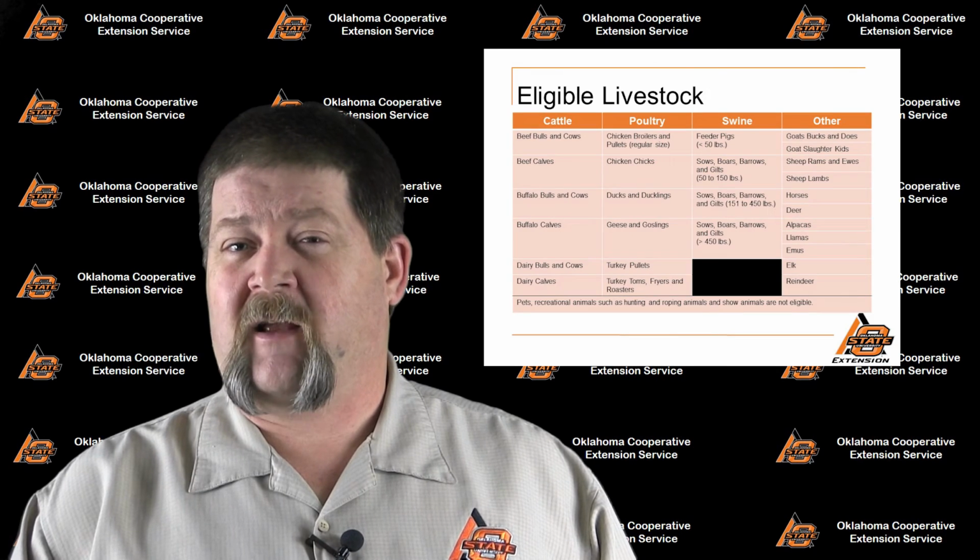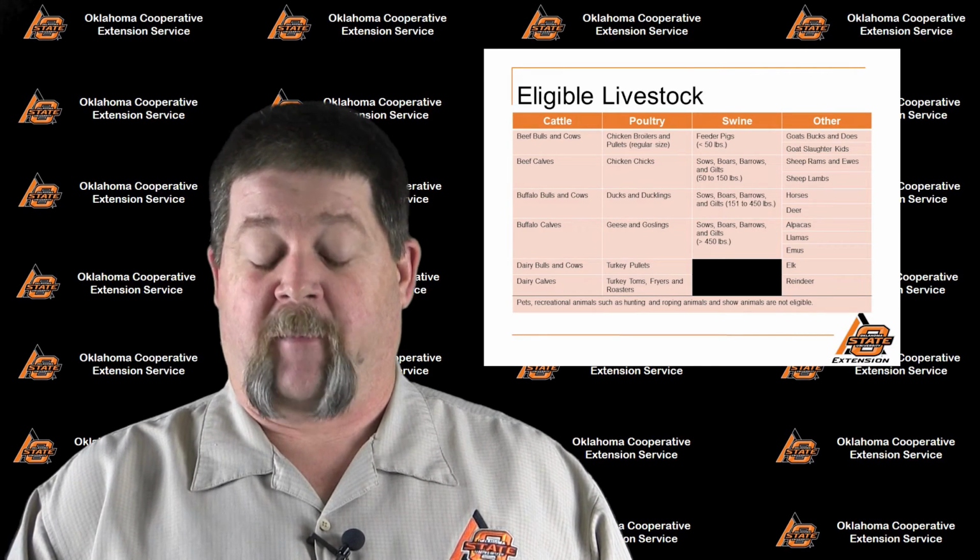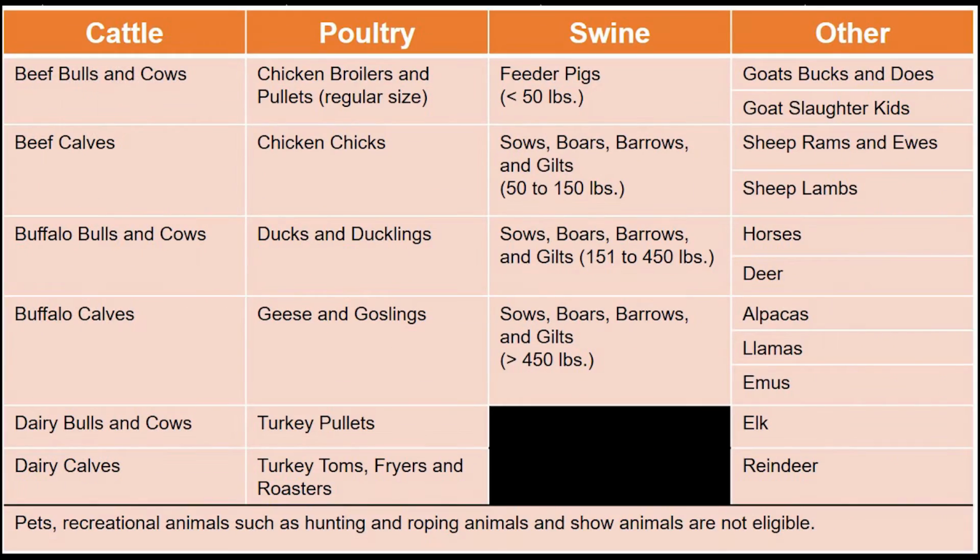So which animals are eligible for the LIP payment? In this table, it shows you the eligible classifications, and you can see under cattle: all beef bulls, cows, and calves, buffalo cows, calves, and bulls, and then dairy bulls, cows, and calves. Poultry are eligible for this as well: broilers and pullets, chicks, ducks and ducklings. Now remember, these animals have to be used in production agriculture. Geese, goslings, turkey pullets, toms, fryers, and roasters.